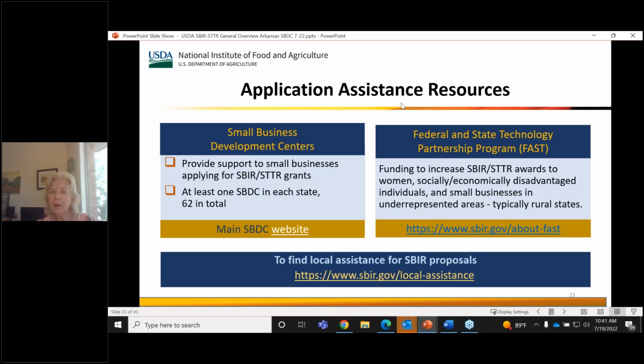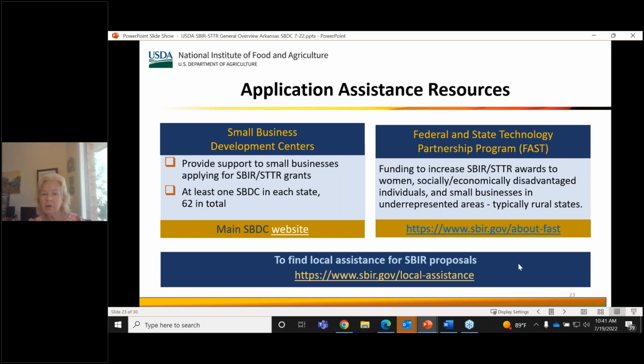The next few slides are about application assistance resources, and of course, the Arkansas Small Business Development Center is one of those and is an excellent one. So you have Small Business Development Centers. You also have FAST programs. They're federal, state, and technology programs. And they are there to help women and socially and economically disadvantaged individuals, as well as small businesses in underrepresented areas, which are typically rural states. So FAST programs are a really great resource.